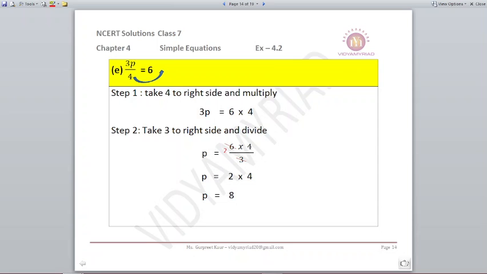3p upon 4 is equal to 6. Now first I will remove 4 from my left hand side. So I will take it to my right hand side and multiply. So 3p will be equal to 6 into 4. Now there is 3 with the p. I have to remove 3. So what will happen? 3 will go down on my right hand side. So p will be equal to 6 into 4 divided by 3.